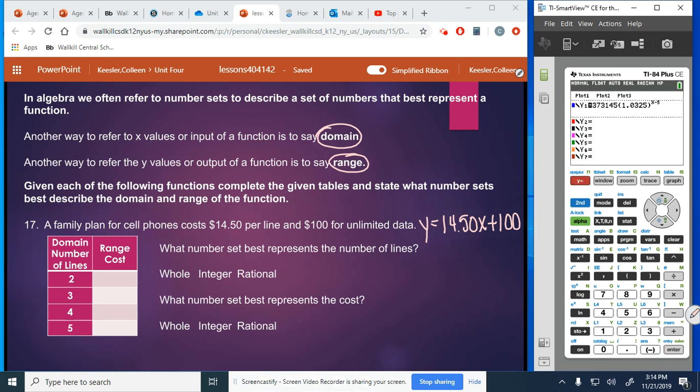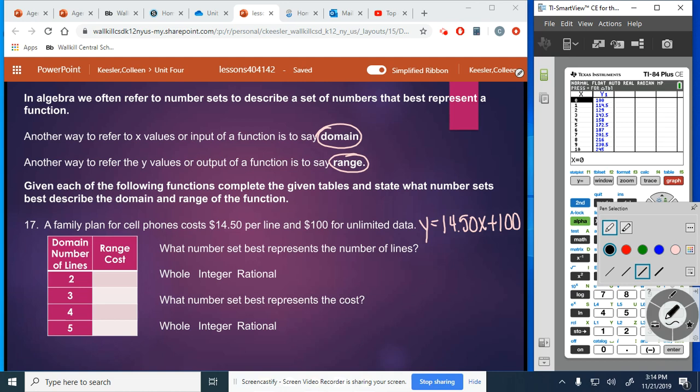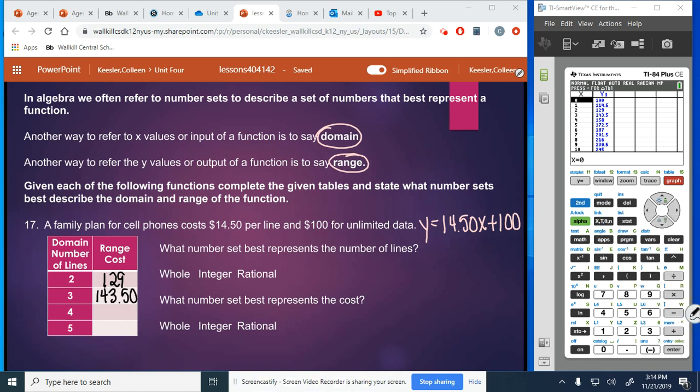I can go to my table, pull up that function, second graph, and pull up the table that matches it. So I see that for 2 lines, it's going to cost me $129. For 3 lines, it's going to cost $143.50. For 4 lines, it's going to cost $158. And for 5 lines, it's going to cost $172.50.